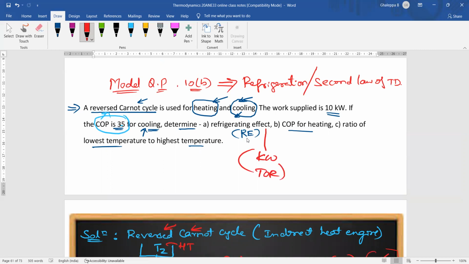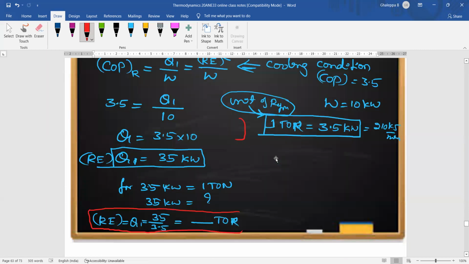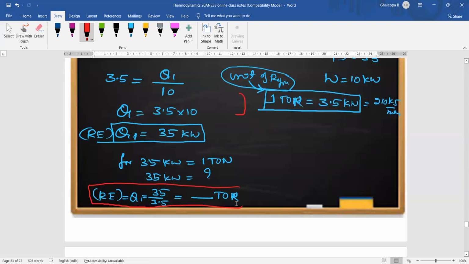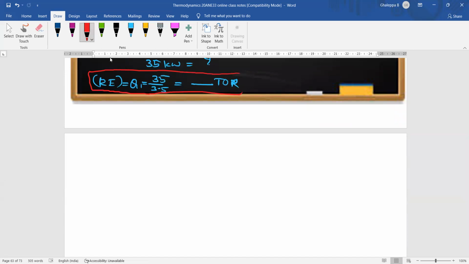The next point, the second point, is COP of heating. What is the main condition that will change? For COP of heating, instead of Q1, I will use Q2 now. That is for the heat pump. You remember some of the numericals we have solved in previous classes. Let me write here: COP of heat pump or heating is equal to Q2 divided by W. This is unknown, we do not know Q2 also. But W we know, that is 10 kilowatt, the work supplied to the refrigerator or reverse heat engine.